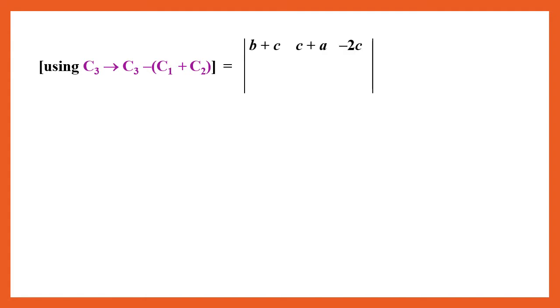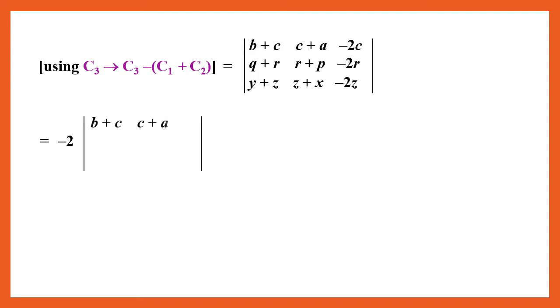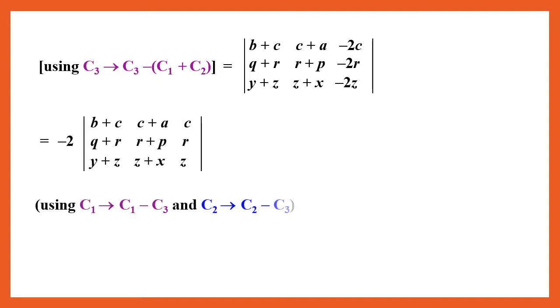So using this property, we get B plus C, C plus A, minus 2C; Q plus R, R plus P, minus 2R; Y plus Z, Z plus X, and minus 2Z. We can take out minus 2 common from C3. Next we will apply the property on C1 and C2. On C1 we will apply C1 implies C1 minus C3, and on C2 we will apply C2 minus C3.